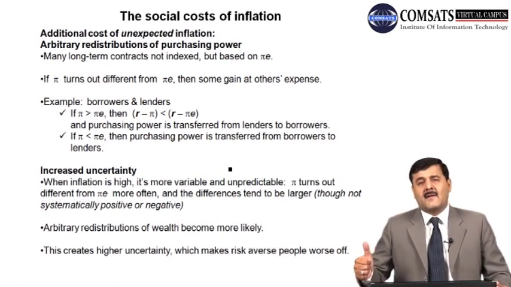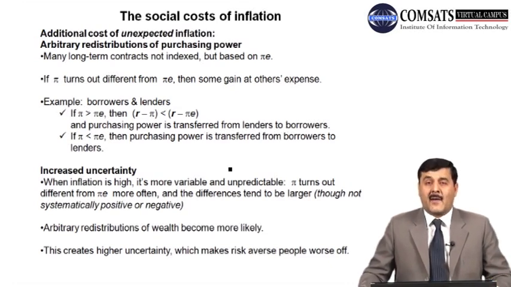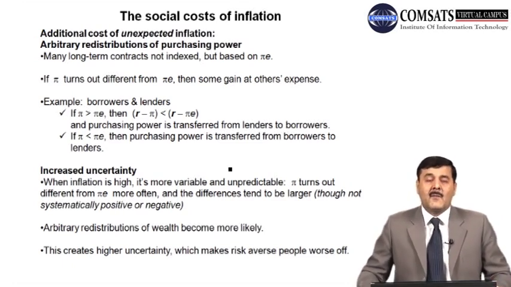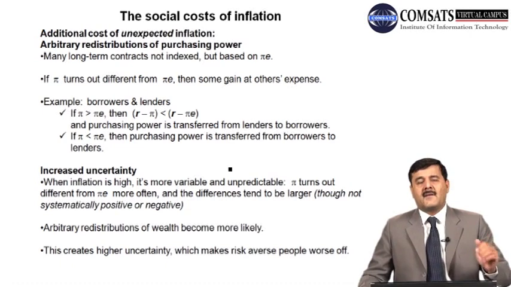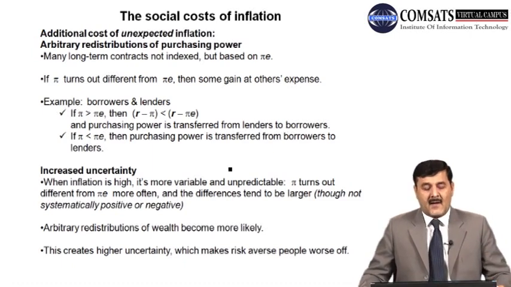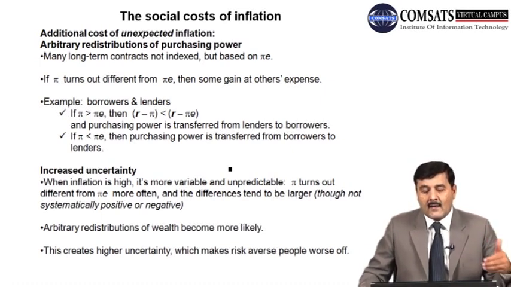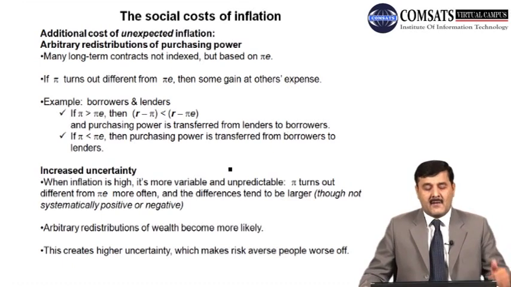Now, we have discussed the first. As we said, we divided the social cost into two parts. One is the expected cost of inflation. Second is the additional cost of unexpected inflation, right? Now what is that? That is basically the temporary adjustment of purchasing power whenever there is inflation in the economy. So people temporarily adjust their purchasing power. Many long-term contracts are not indexed but are based on expected inflation. There are many such contracts and agreements that are not indexed, not written anywhere, not registered with anyone, but they are based on the expected inflation in the economy.